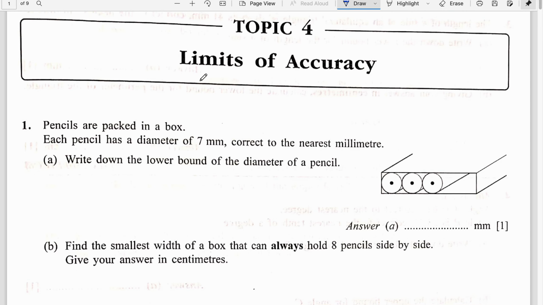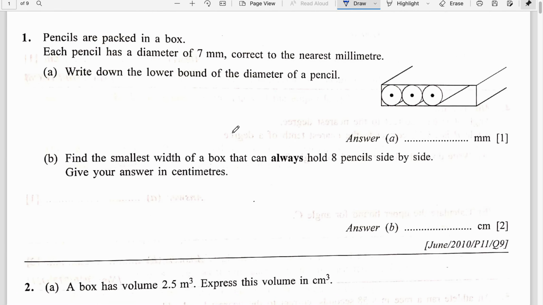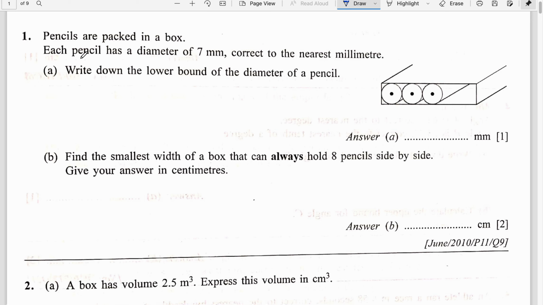Okay, topic is limit of accuracy. Question number 1. Pencils are packed in a box. Each pencil has a diameter of 7 millimeters, correct to nearest millimeter. So that means we will add and subtract 0.5 as needed. Write down the lower bound of the diameter. So value minus the accuracy for the lower bound, and lower bound is 6.5 millimeters.